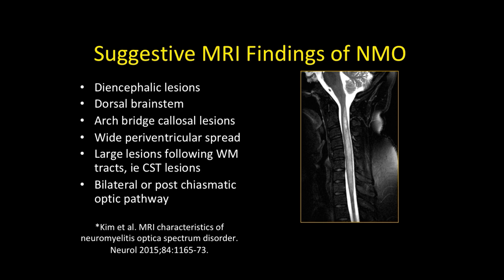So suggestive MRI findings of neuromyelitis optica: you'll have diencephalic lesions, dorsal brainstem lesions, arch-bridge ependymal callosal lesions, wide periventricular spread lesions that we showed on that first image, large lesions following white matter tracts, i.e. the corticospinal tract, and bilateral or post-chiasmatic optic pathway optic neuritis, as opposed to MS, which is usually pre-chiasmatic or unilateral.